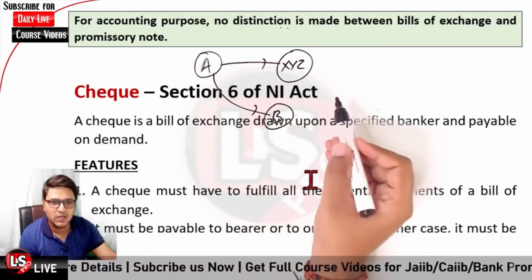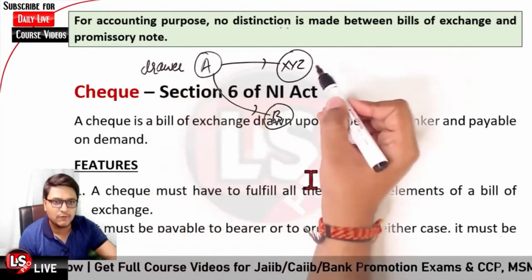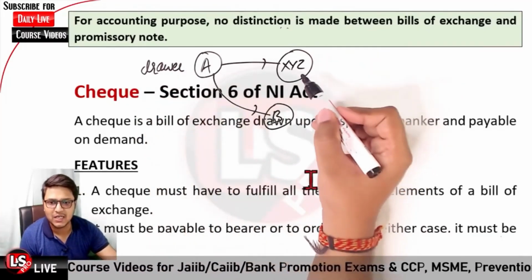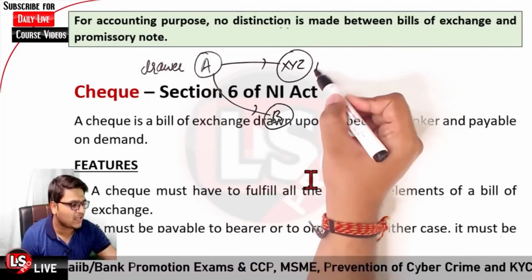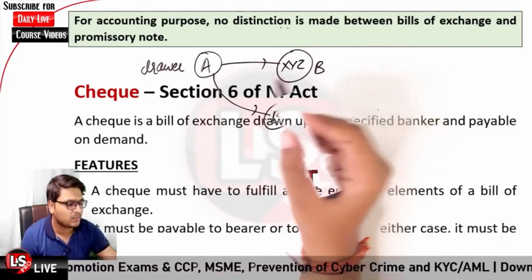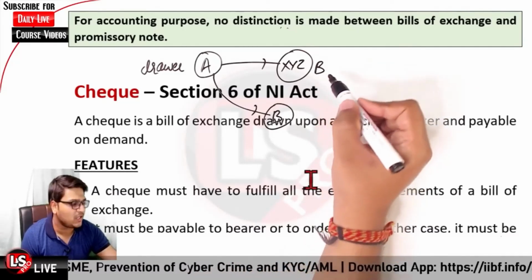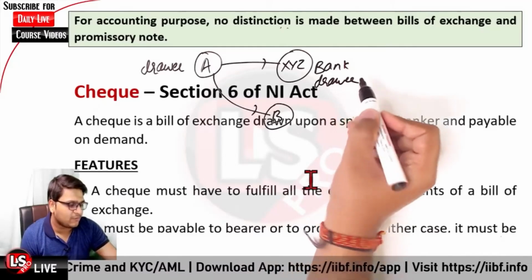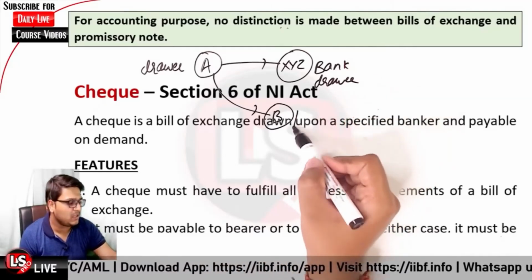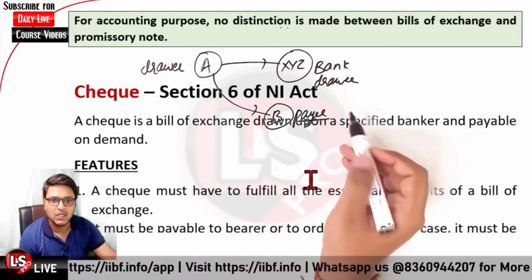Now in this case particularly, A has drawn the instrument, so he is a drawer, and a check is always drawn on a bank. So in case of a check, the drawer is a person who is maintaining an account, and the drawee is always a bank. And B is the payee who will be receiving the sum of money. So a check is what?